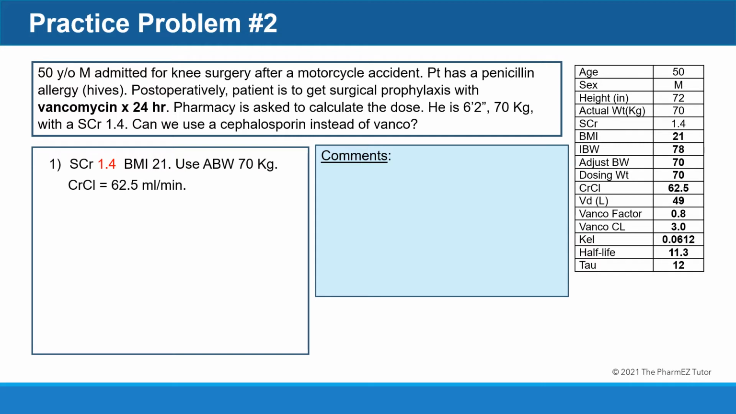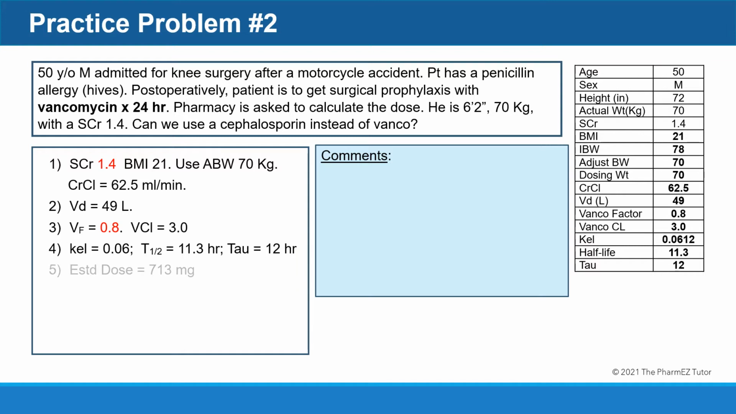Practice problem number 2. The serum creatinine is 1.4 and the creatinine clearance calculates out to 62.5 mLs per minute. The VD is 49 liters. The Vanco factor is 0.8 because the patient's serum creatinine is above 1 and the age is younger than 70 years old. The Vanco clearance calculates out to 3.0. The KEL is 0.06 with a half-life of 11.3 hours. The dosing interval is 12 hours.